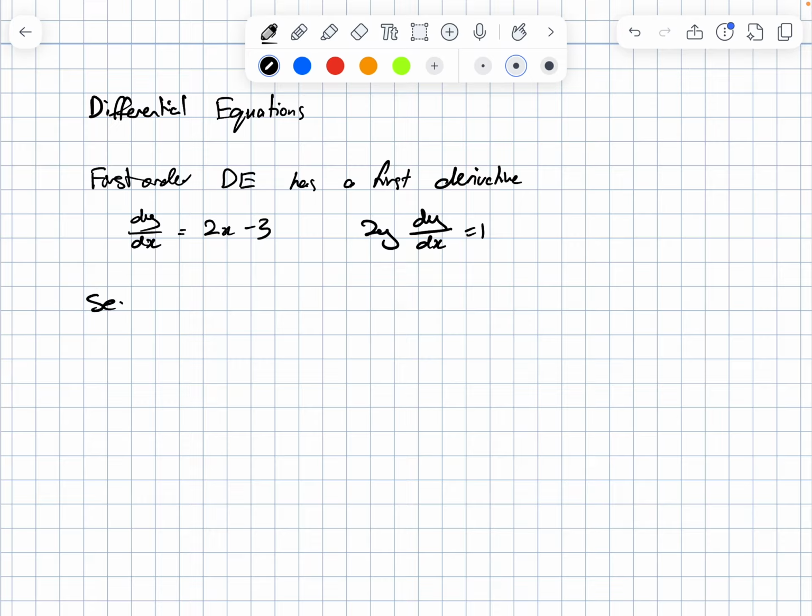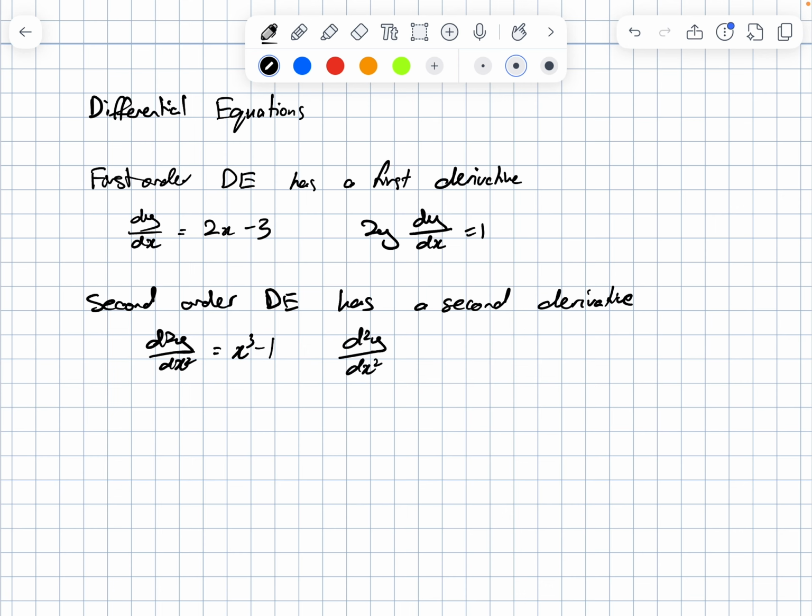A second order differential equation has a second derivative in it. And so it could be something like the second derivative is equal to x cubed minus 1, but it could also be like the second derivative plus 2 times the first derivative plus 4y equals 0. So it's an equation that has, in terms of its highest derivative power, the second derivative.